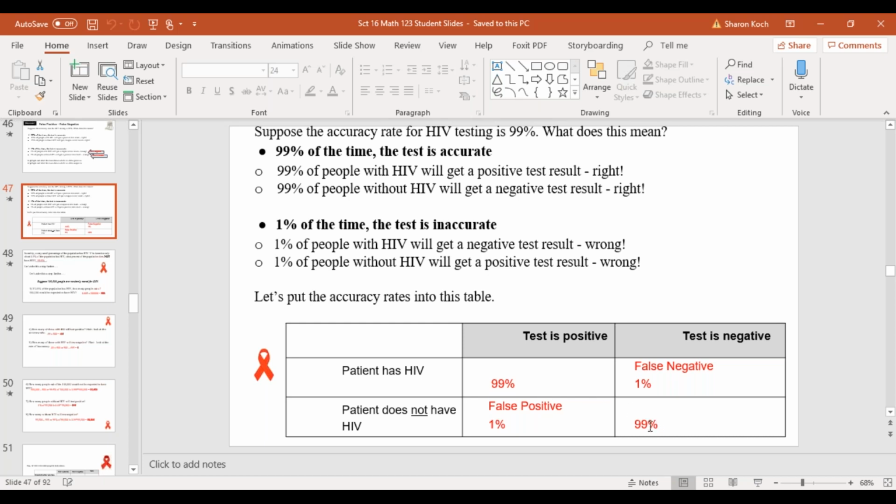The biggest mistake I see when students are creating their own probability table is they just follow the same order as the line above. That wouldn't make sense. If they don't have it, 99% of the time, they're not going to test positive. That means something's really wrong with the test. 99% of the time, they're going to test negative. So be careful with that. That's the most missed mistake I see.